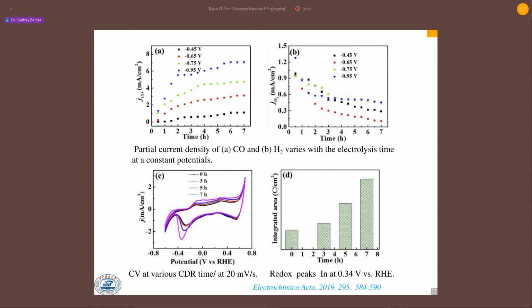Then we also did what is called the in situ operando technique, that is the CV, the cyclic voltammetry at various CDR at a scan rate of 20 millivolts per second. And then this was the redox peaks of indium at 0.34 volts versus reversible hydrogen electrode.